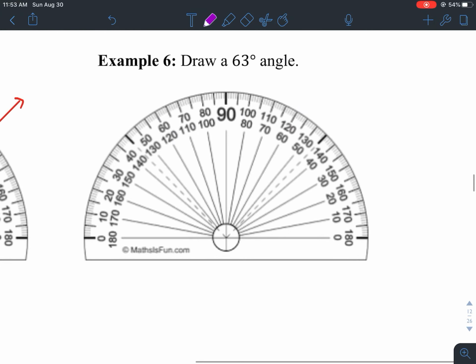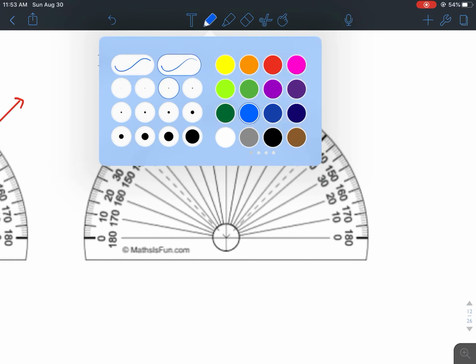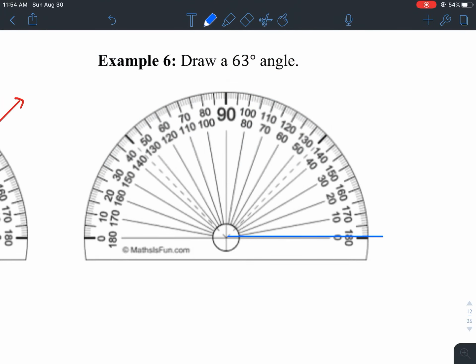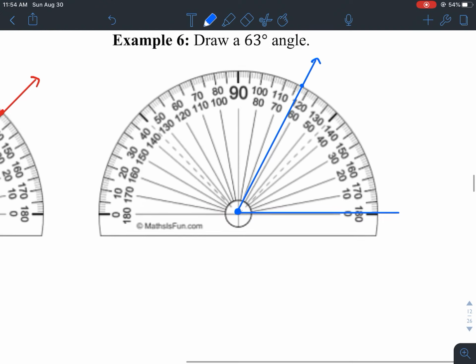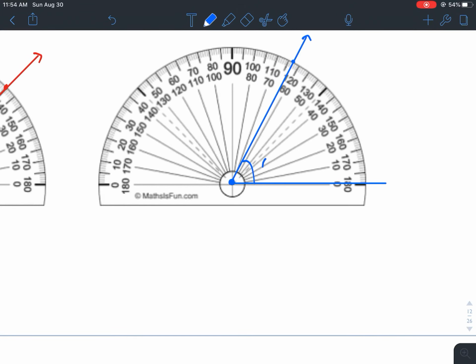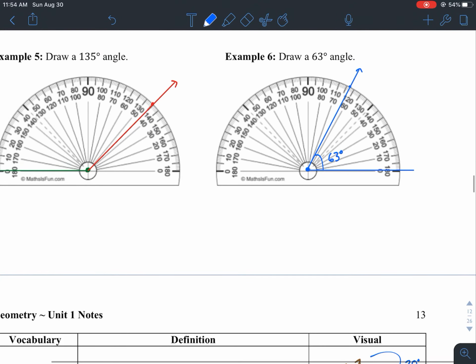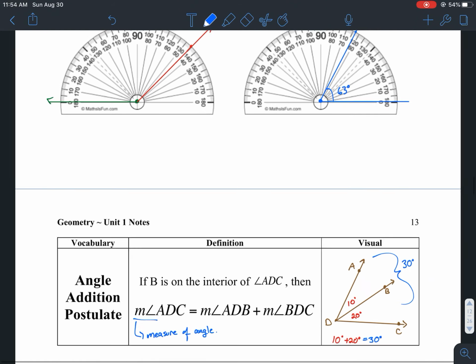Now looking at example 6, same thing. I'm going to start at the other side now. So let's say again, your bottom ray lines up with 0. Your vertex is at the center of the protractor. You find 63, so 60 is right there. 63, if I take a look at the markings, that's 65, so a little bit before that. So let's just say there. Draw another ray from the vertex to the intersecting dot, and that would be a 63 degree angle. Could have done it the other way. Again, it does not matter.